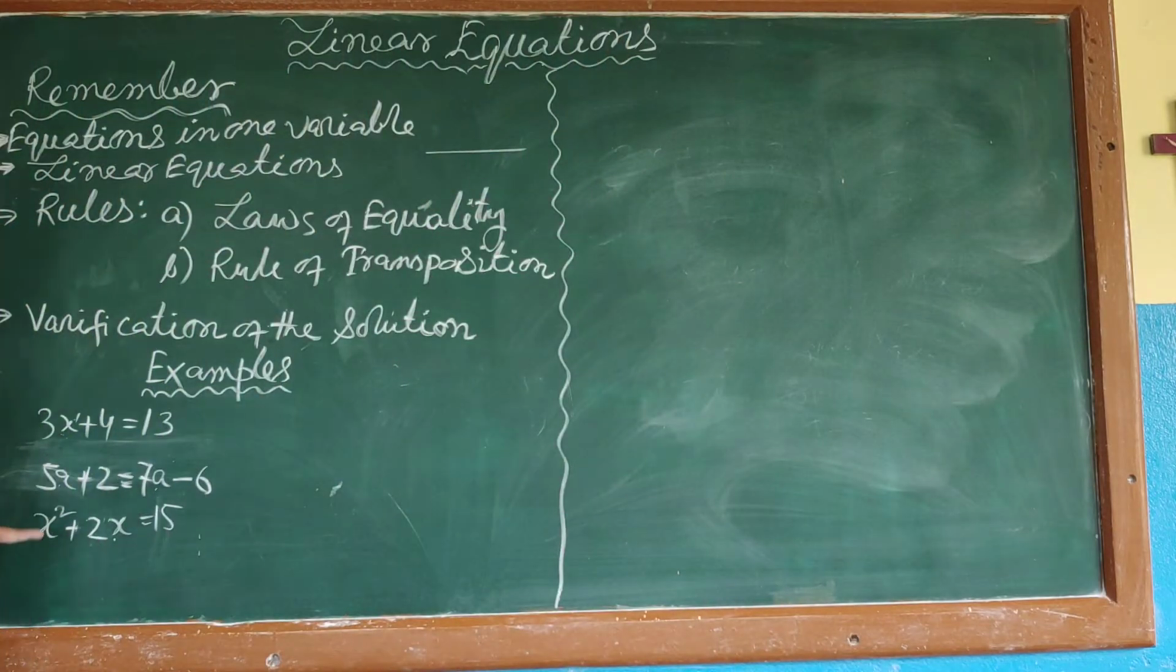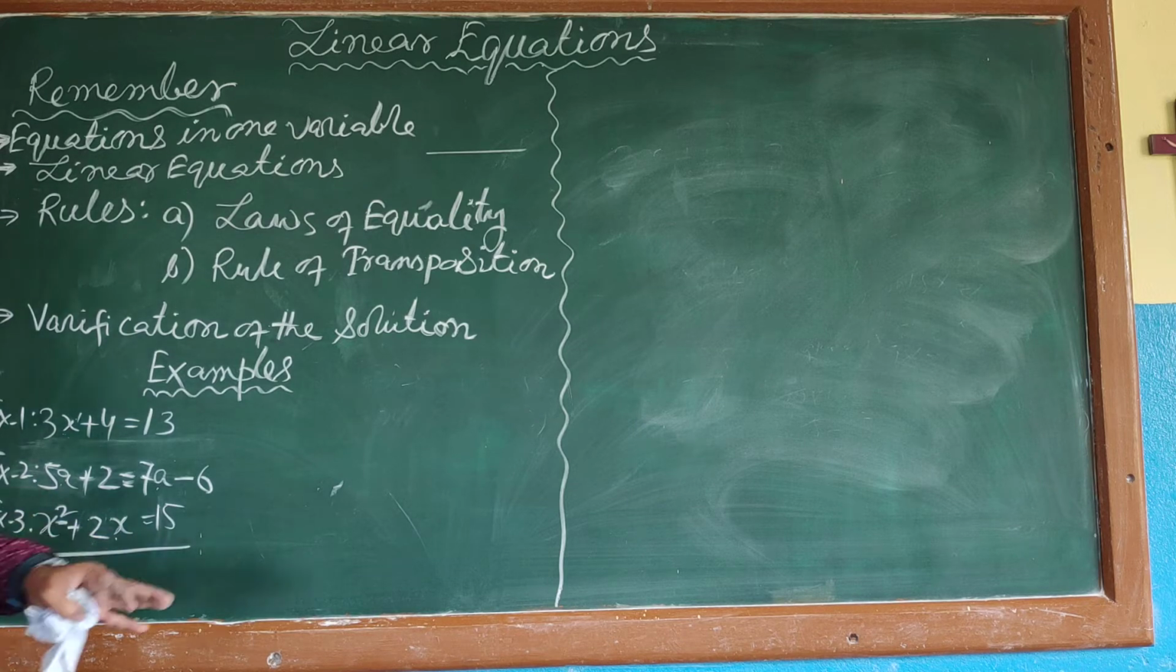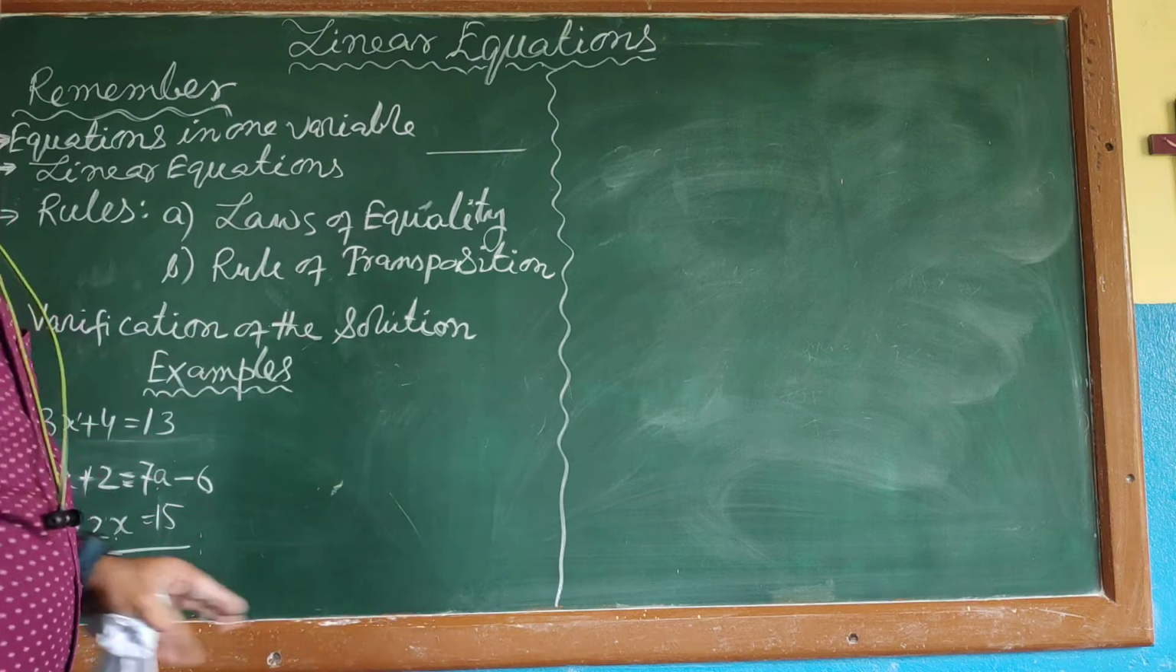The third one is not a linear equation. Example 1 is a linear equation. Example 2 is a linear equation. But example 3 is not a linear equation. The power is 2, the degree is 2. Understood? Why is it called linear?